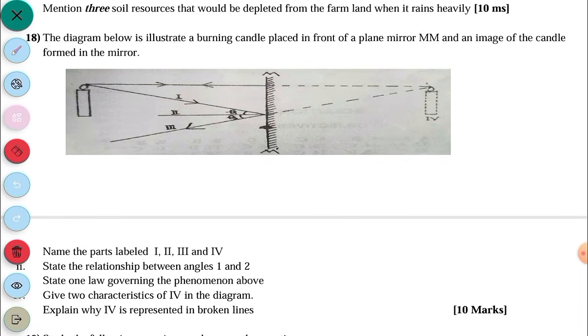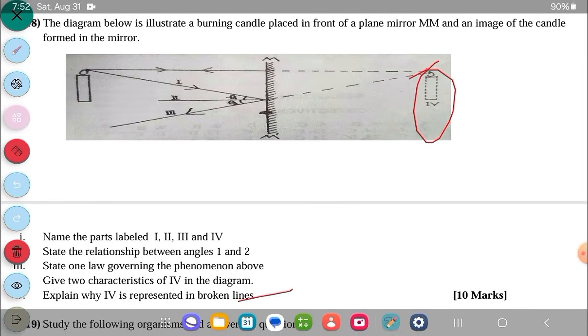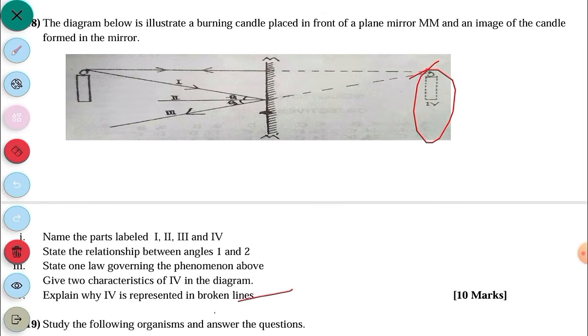Then the next question says, give two characteristics of IV in the diagram. So characteristics of this image formed. One, it is virtual. It is also upright, and then it is laterally inverted. Then V says, explain why IV is in broken lines. IV is in broken lines because it is not a real image. It is virtual. It's not formed on the screen.